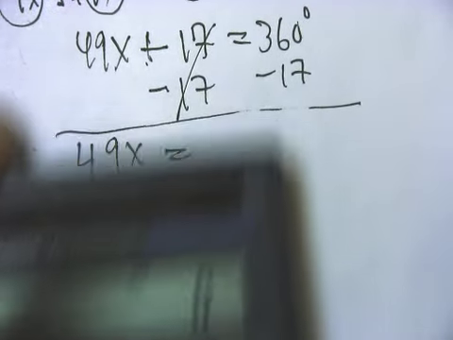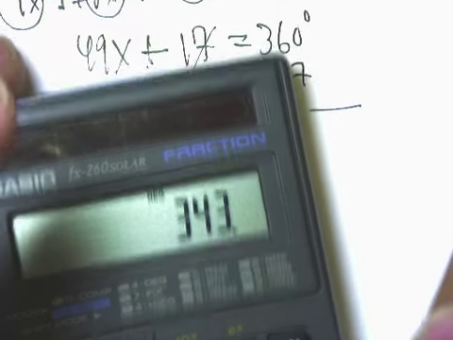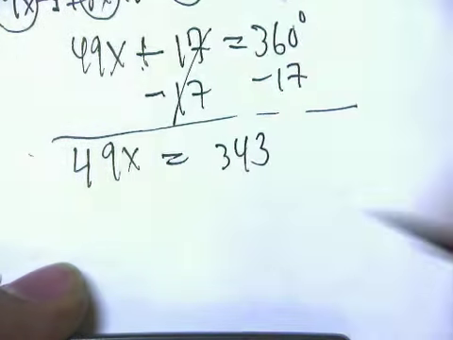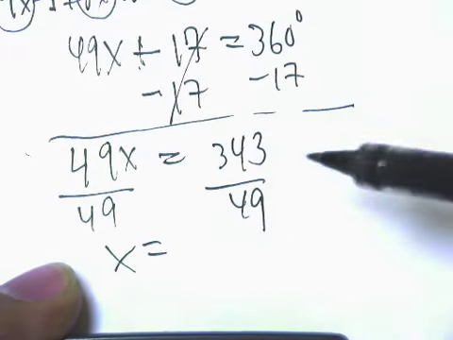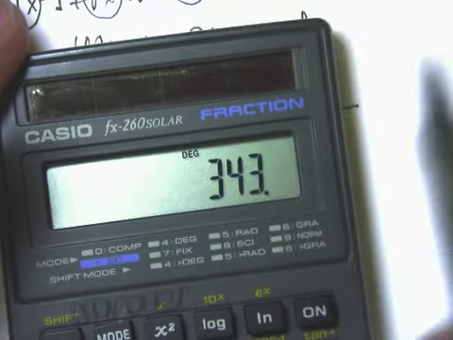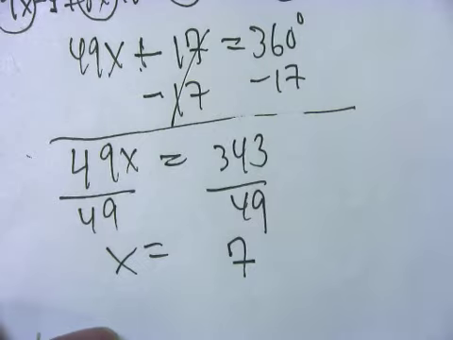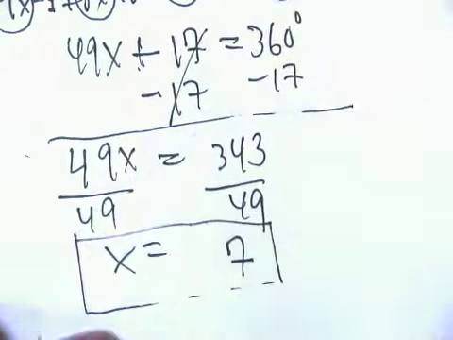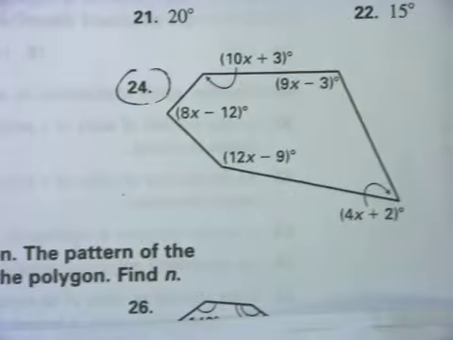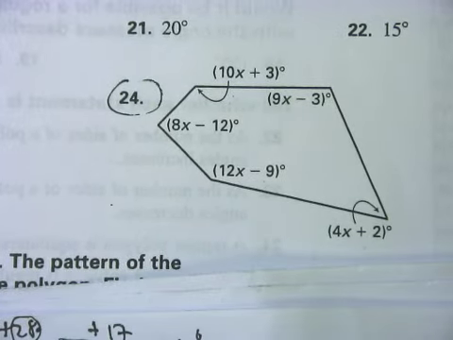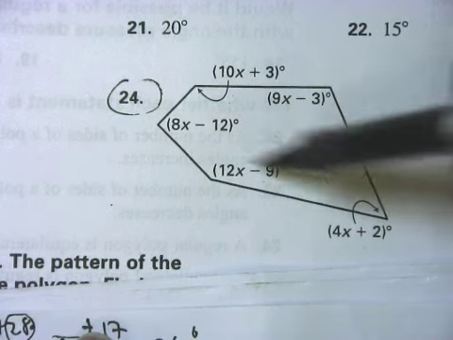After here, it becomes a simple algebraic equation. 360 minus 17 is equal to 343. Take 343 divided by 49, and I get 7. So x is equal to 7. So we've answered the question. X equals 7. Let's take a look at number 24.